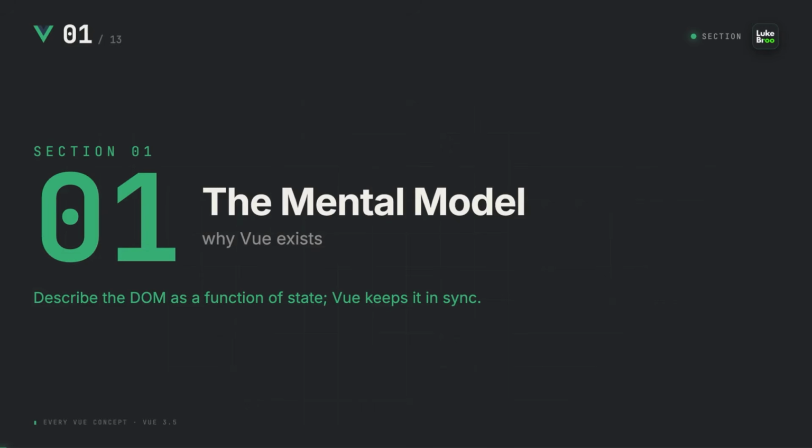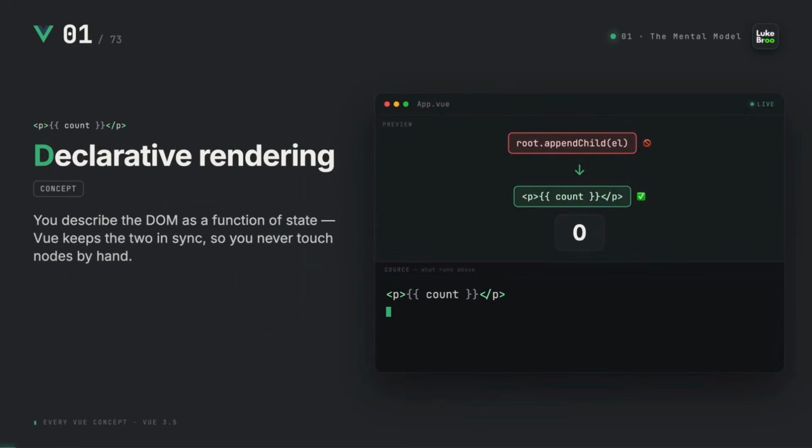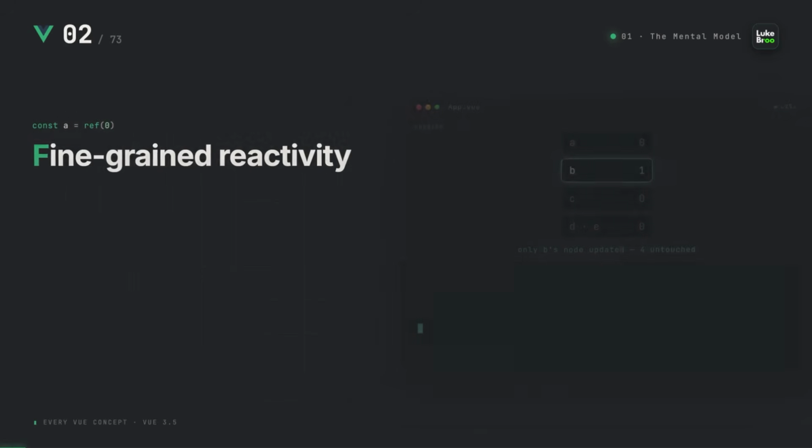First, the mental model, the handful of ideas that make everything else in Vue click right away, and honestly, it feels different from how React does the same job. Stop telling the browser how to update the page. In plain JavaScript, you manually create and update DOM nodes, step by step. Vue flips it. You describe what the DOM should look like for the current state in a template, and Vue keeps it in sync for you.